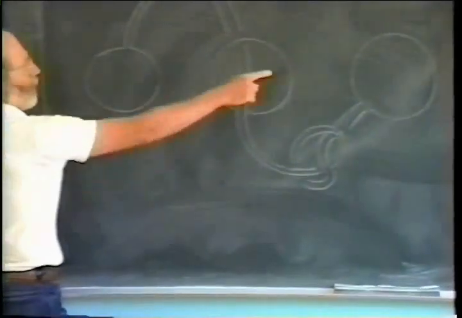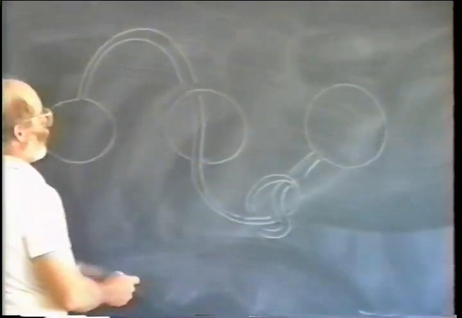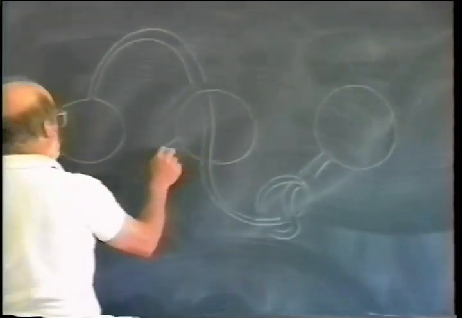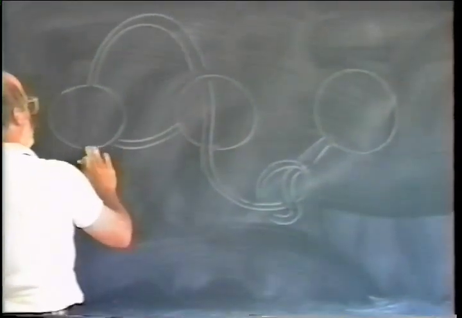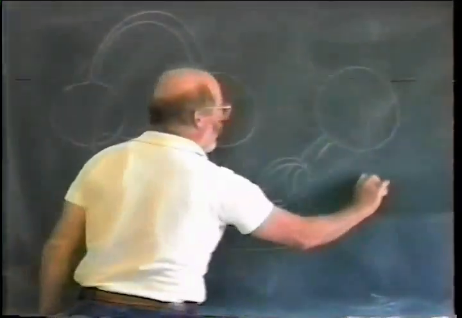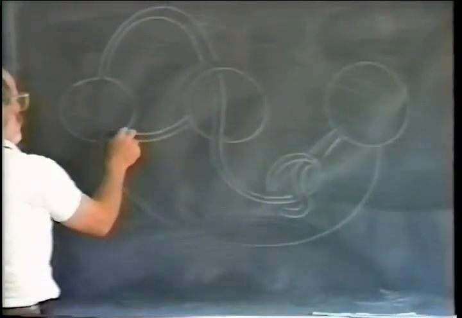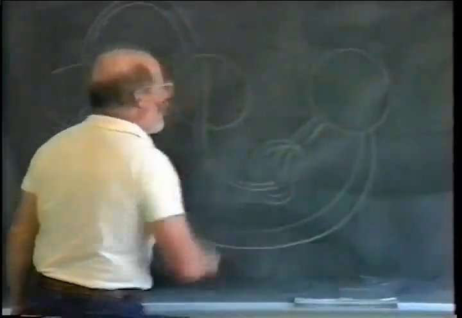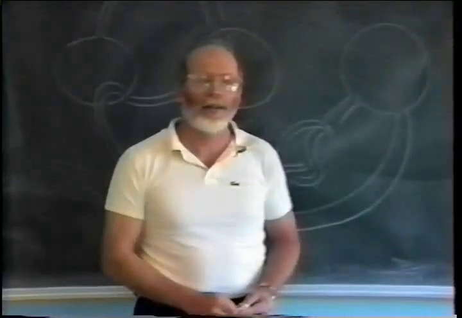So that connects the first and third circles together, and then we have to connect the second circle to either the first or the third. So we might do it by running out here, and then all the way around to the third one. And then that's an example of a ribbon knot.